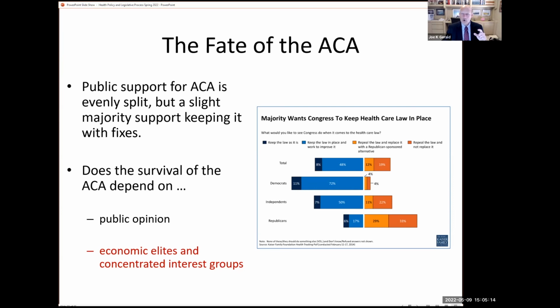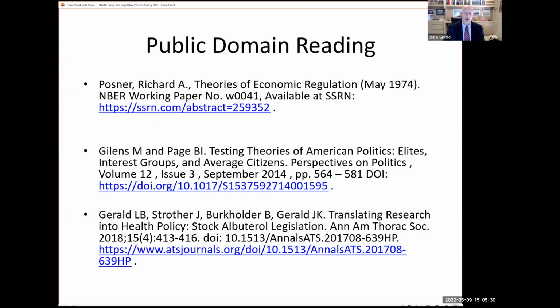What we really need to know about is what are the preferences of the economic elites and how are the interest groups aligning up on a piece of legislation. If we know those two critical factors in the United States, we're a long way towards understanding whether the bill is going to be successful or whether it's going to fail.